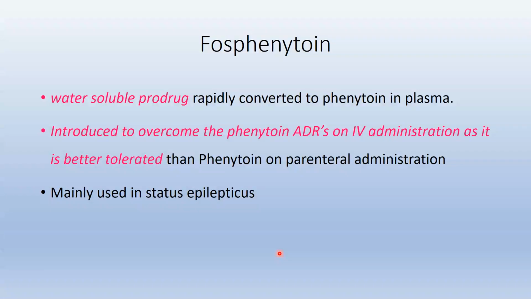But primarily, when it has to be used in an emergency situation, phenytoin cannot be used because the intravenous route causes severe thrombophlebitis and can cause hypotension. To overcome this, a small change in the chemical structure of phenytoin resulted in the production of a water-soluble prodrug called phosphenytoin. This immediately gets converted into phenytoin in the plasma, and this is primarily used in status epilepticus, where emergency administration of phenytoin is mandatory. In this condition, phosphenytoin is given intravenously.